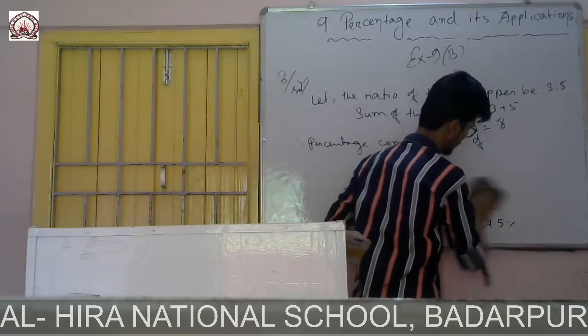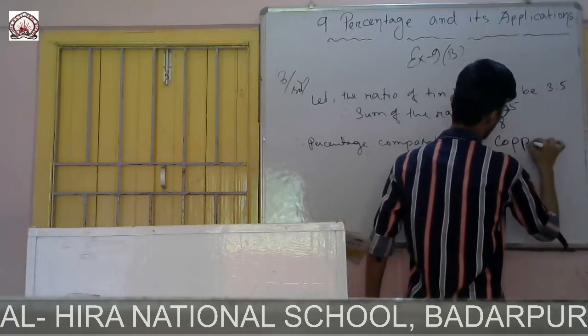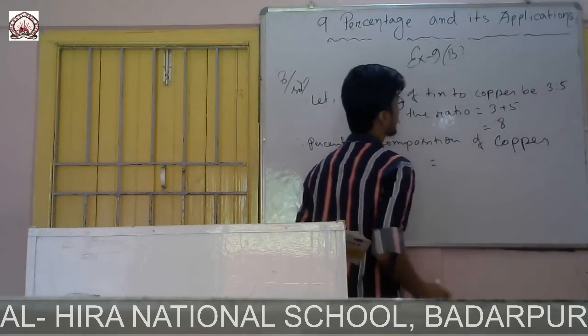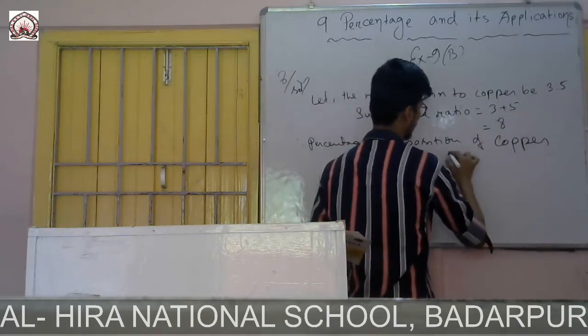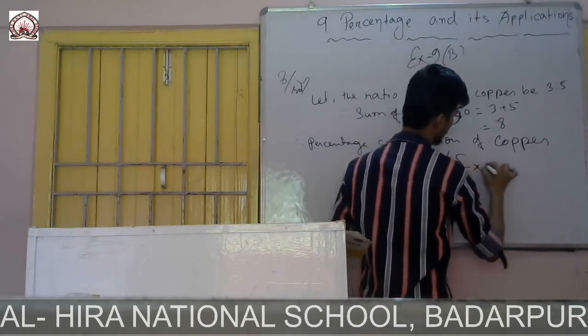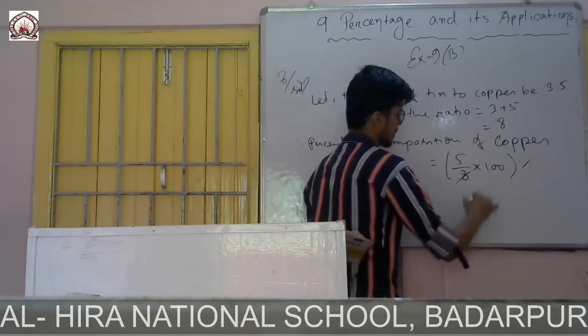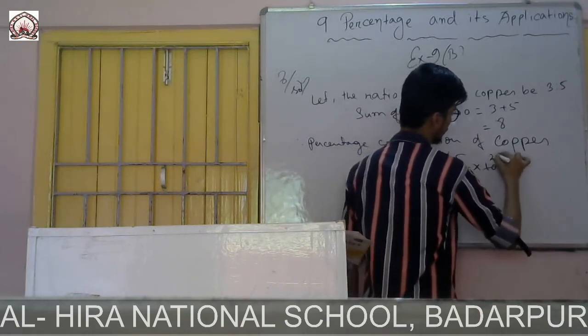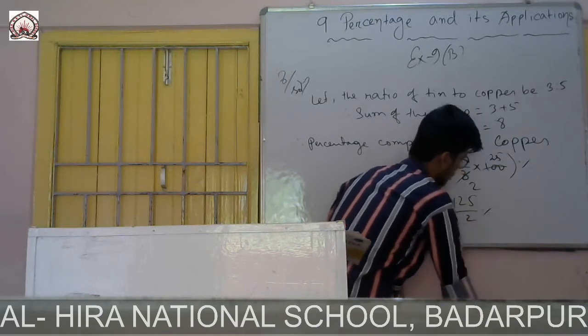In place of tin you write copper. Percentage composition of copper, it is given 3 by 5... so it will be 5 by 8 into 100. So like earlier, 2 5s are 25, 25 into 5, it is 125 by 2%.